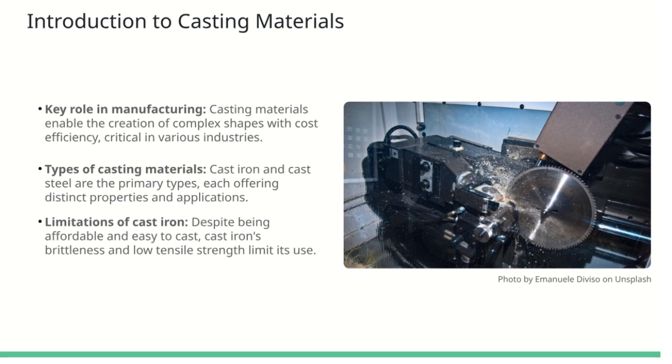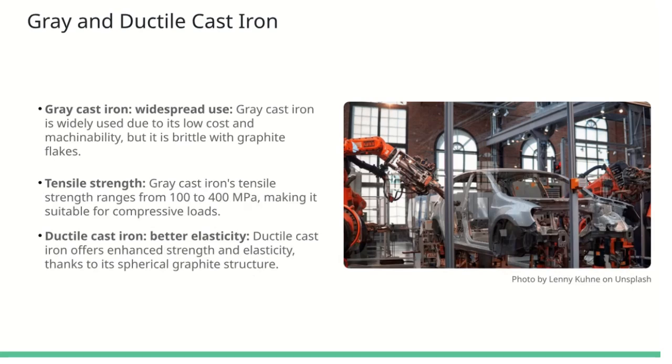The types of casting material: cast iron and cast steel are the primary types, each offering distinct properties and limitations. Despite being affordable and easy to cast, iron's brittleness and low strength limit its use, meaning that cast material is prone to breakage. These are the features of casting material, but as long as you can use it, then it is okay.